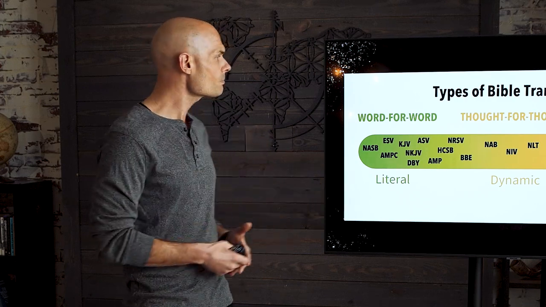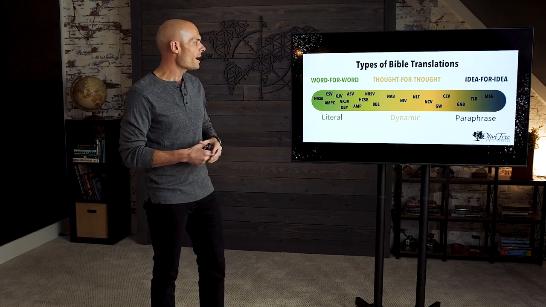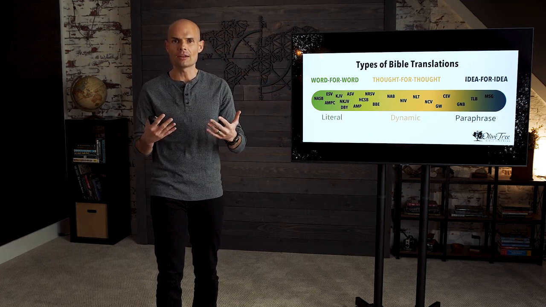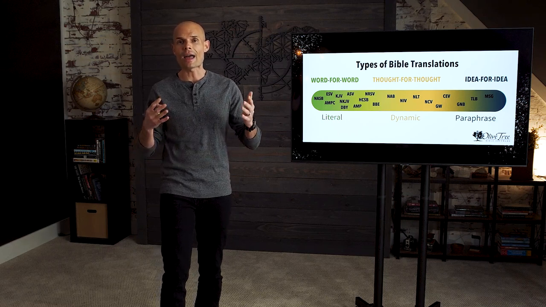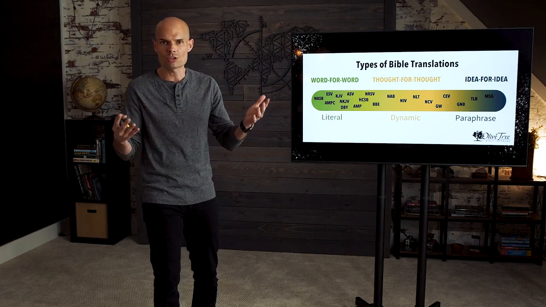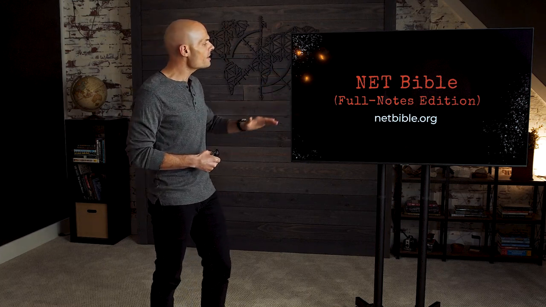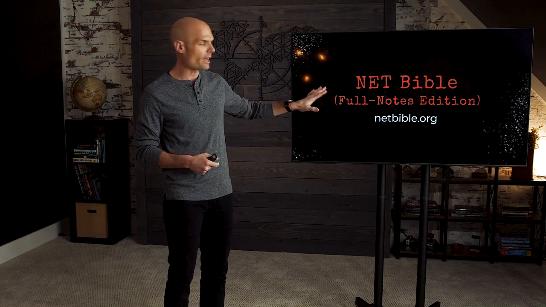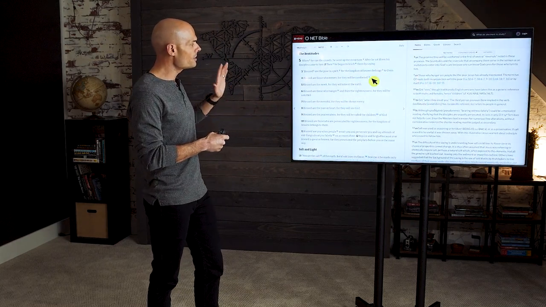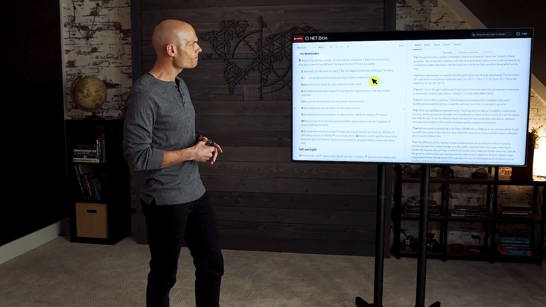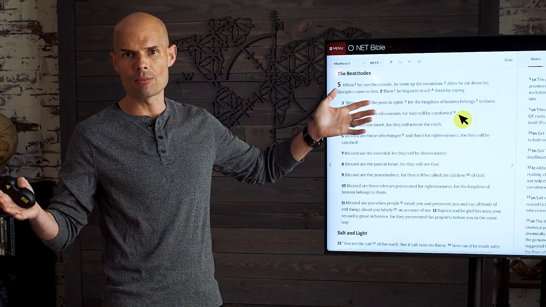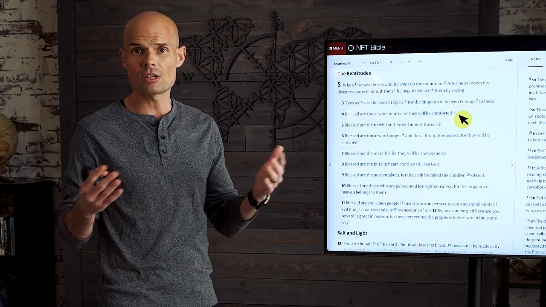Now, one of the best resources out there to help you understand what's going on with the original languages, without you necessarily knowing the original languages, is what is known as the NET Bible, the New English Translation Bible, and this full notes edition is what you want to get your hands on. You can get this in physical book form or in digital form, and the digital form you can get at netbible.org. When you come into the digital platform online, you can choose any passage from the Bible, and you have a host of different translations that you can pull from.